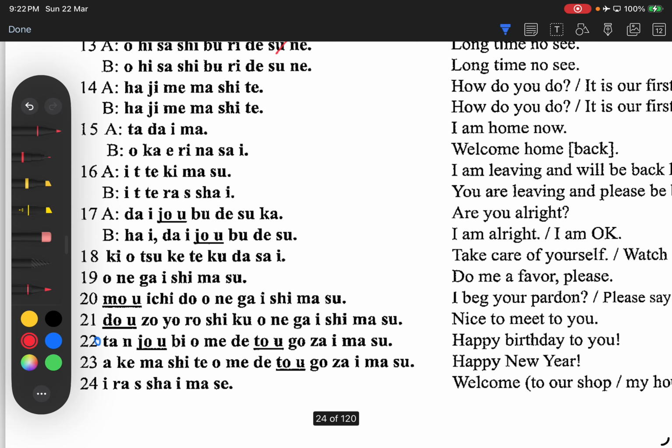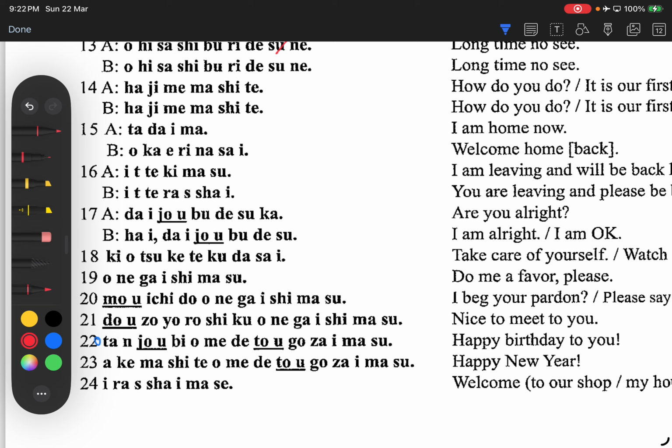Okay, moving on. 17. Daijoubu desu ka? So daijoubu alone simply means okay. You alright not? So daijoubu desu ka is a question. So they are asking, are you alright? So your reply, of course, will just be hai daijoubu desu. So it just means, I am alright. I am okay.